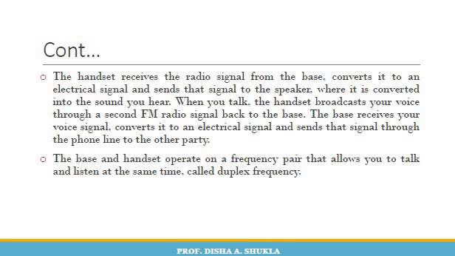Now when you talk, it is the other way. The handset broadcasts your voice through a second FM radio signal that we have already seen. The base receives your voice signal, converts it into an electrical signal, and then sends that signal through the phone line to the other party. Here the base and the handset operate on separate frequency pairs that allow you to talk and listen at the same time, and that is why this is called a full duplex frequency. Cordless telephone systems are full duplex communication systems.